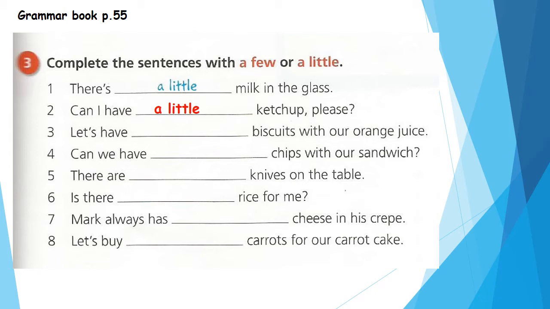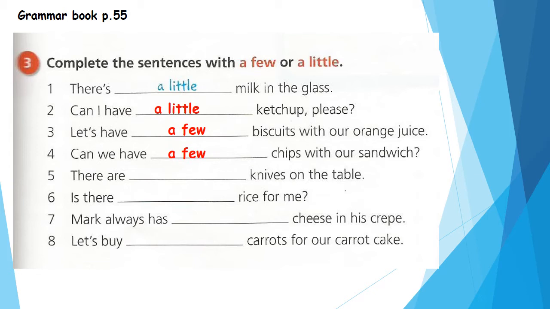Number 3. Let's have a few biscuits with our orange juice. Here biscuits, the noun biscuits. Is it countable? Yes. It has a plural form? Yes. So we will use what? A few. Number 4. Can we have a few chips with our sandwich? Here's the noun chips. Is it countable? Yes. It has a plural form? Yes. So we'll use what? A few.